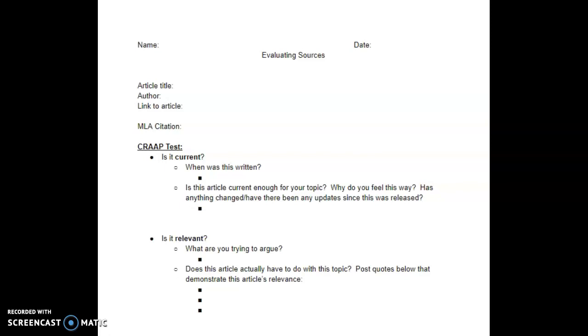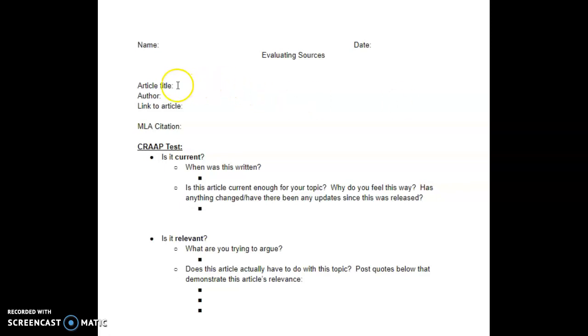Hey guys, today I'm going to walk you through how to complete this evaluating sources document. Especially, this is so important today considering how easy it is to publish anything that is fake on the internet. You need to make sure that your information for this research paper is coming from credible, reliable, respected publications and authors. Okay, so that's what this handout is trying to ensure that we do.